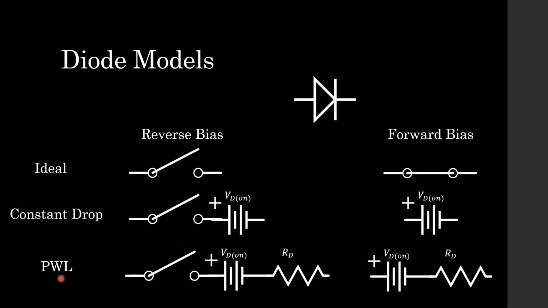And finally, you'd remember the piecewise linear model, which we derived from the characteristic curve using linear approximations. We can model a diode using the piecewise linear model when it's reverse biased as an open switch in series with a source or battery in series with a resistor, which represents the diode's resistance. And similarly, when we forward bias it, our switch becomes a closed switch in series with a source or battery, which is represented by the diode on voltage, in series with some small diode resistance.